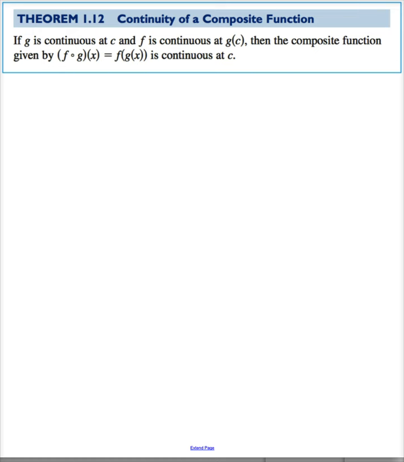Let's look at some composite functions. If g is continuous at c and f is continuous at g of c, then the composite function, f of g of x, equals f evaluated at g of x, is also continuous. So you can take one very nice continuous function, stuff it into another very nice continuous function, and voila, you get out a continuous function.